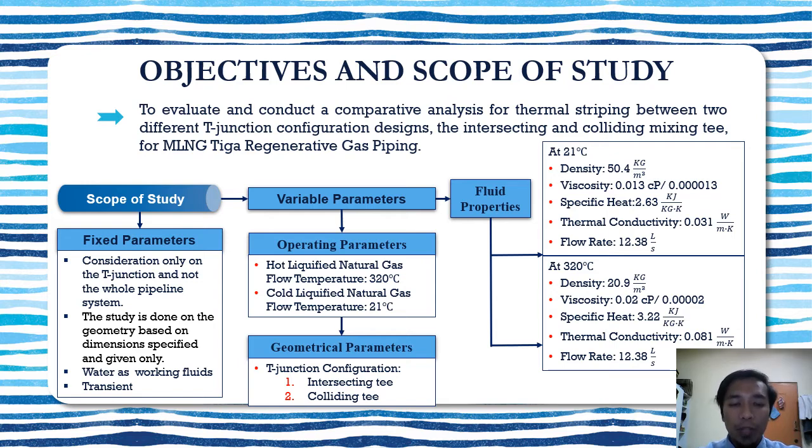For variable parameters, we have three: operating parameter, geometrical parameter and fluid properties. For the operating parameter, the hot liquefied natural gas flow temperature is 320 degrees Celsius and the cold liquefied natural gas flow temperature is 21 degrees Celsius. For the geometrical parameter, the T-junction configuration is intersecting T and colliding T. For fluid properties, as you can see, they are given at 21 degrees Celsius and 320 degrees Celsius.